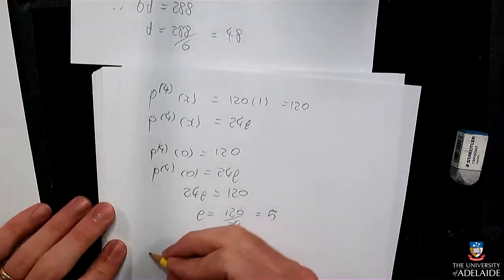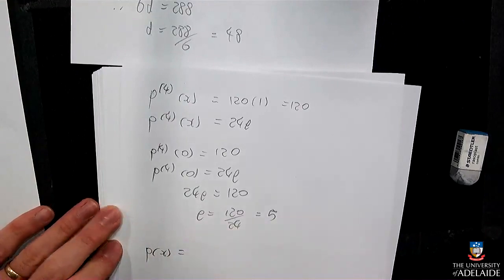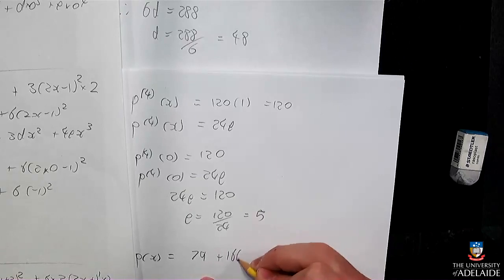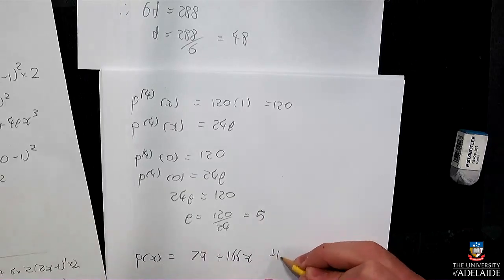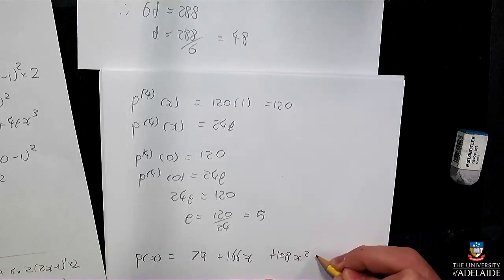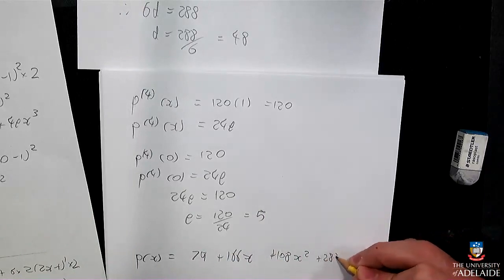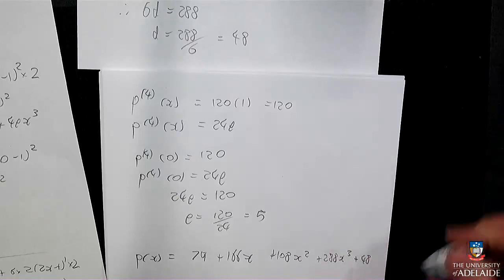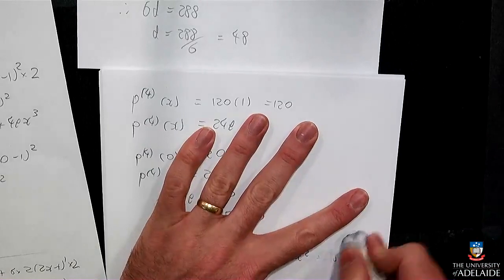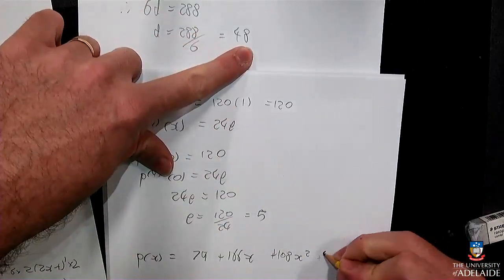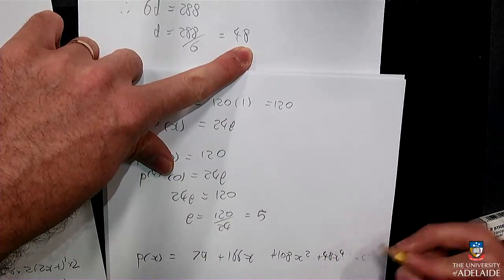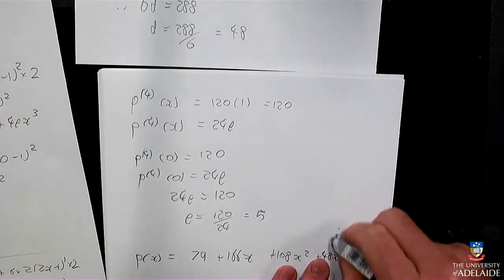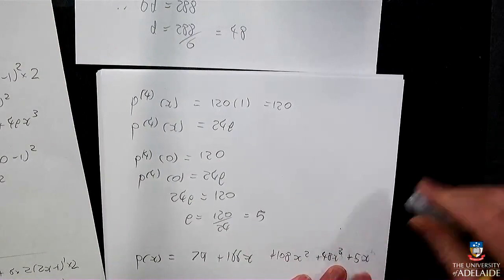So it turns out that my polynomial is actually, what did we get? A was 79, B was 166, C was 108, D was 288, and E was 48. No, that's D. Damn it, I've done something wrong. No, reading the wrong number entirely. D was 48. And E was 5. Really not paying attention here. There we go.